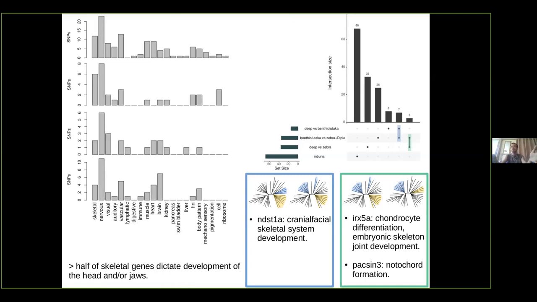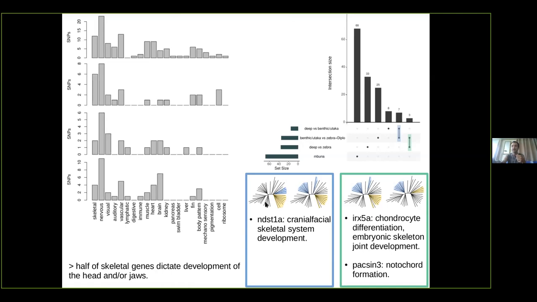So I was happy to see that half of these skeletal genes directly dictate the development of the aspect of the skeleton that is the skull and the jaws. And jaw morphology is thought to be very important in the niche diversification amongst the cichlids. And then furthermore, what's promising is that amongst these divergent bi-clusters, there is overlap in the genes.